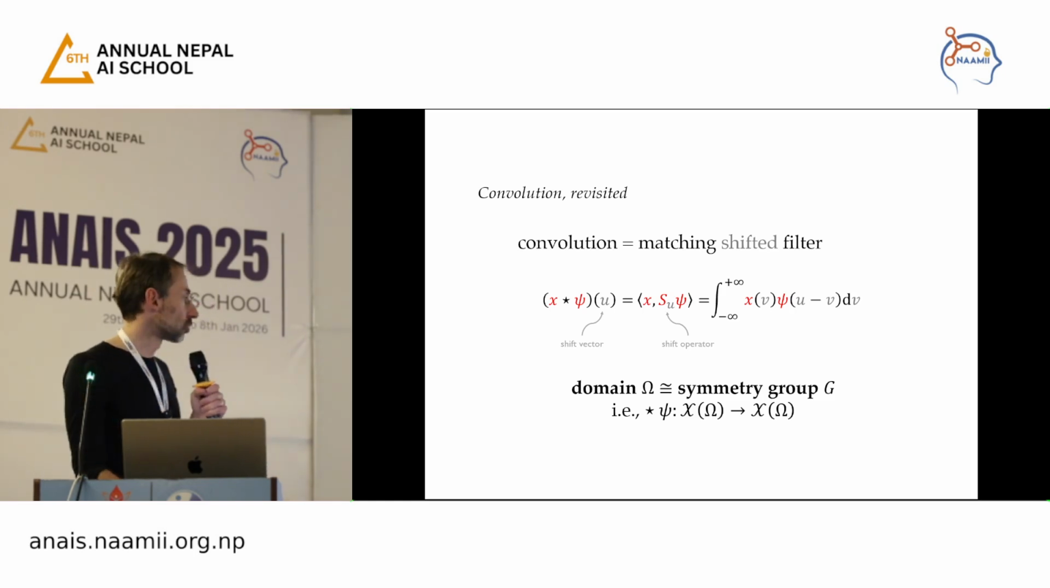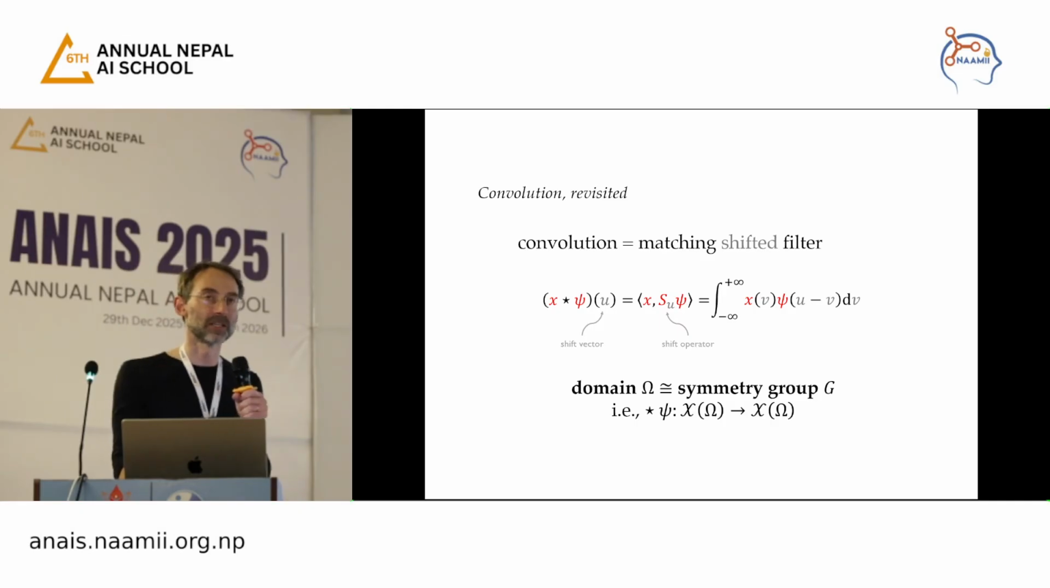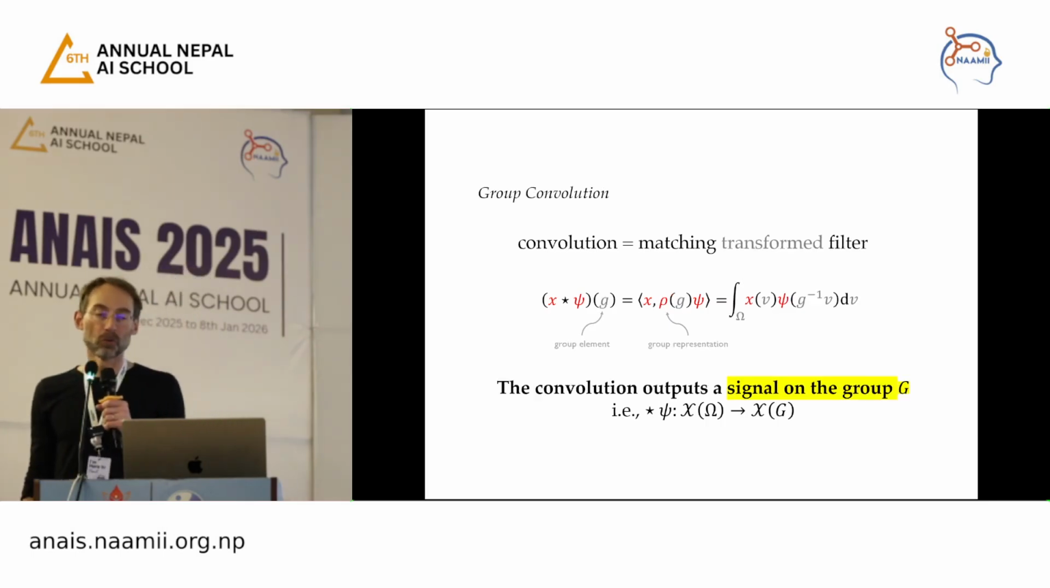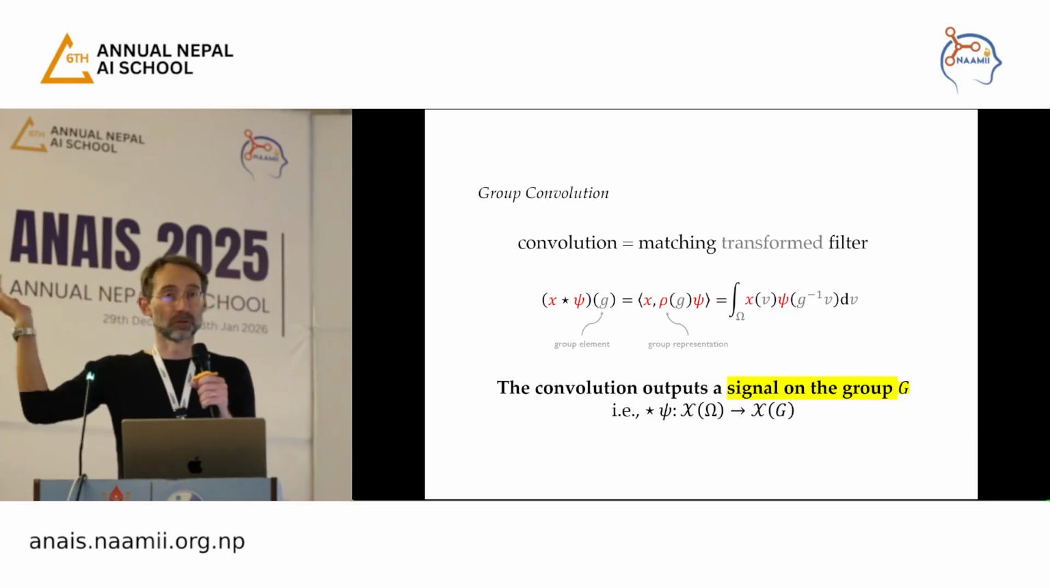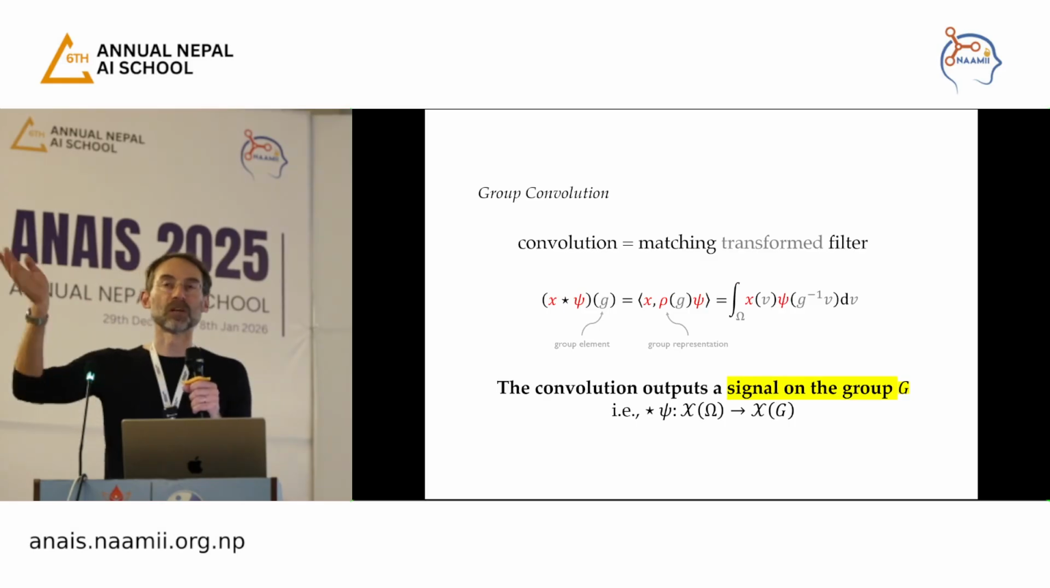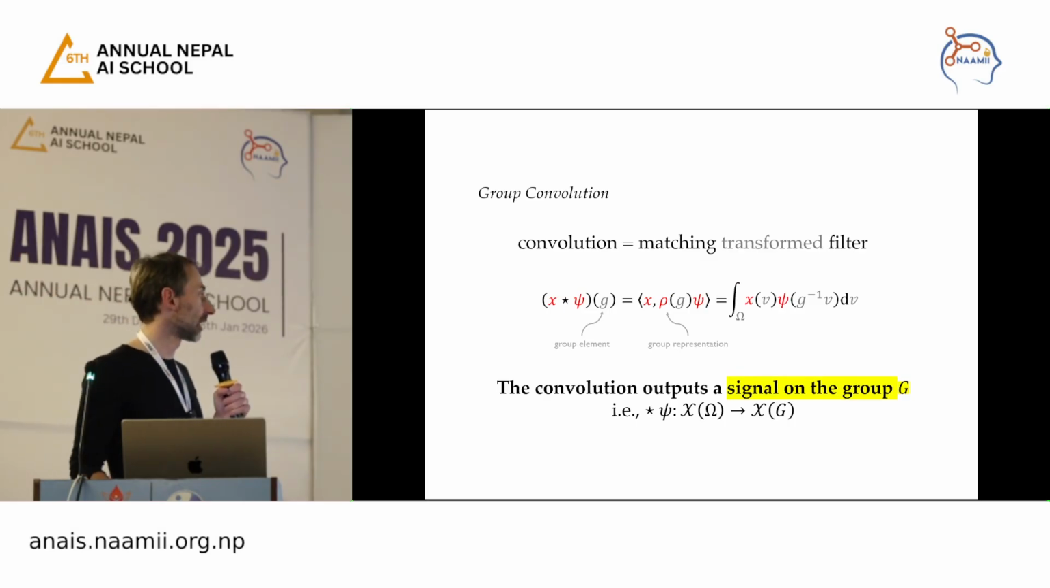So the fact that the convolution produces output from omega to omega, or from the space of signals on omega to the space of signals on omega, this is rather an exception. If I have a general group, not necessarily shifts, even on the same grid, say a group of shifts and rotations, it will not look like this anymore.